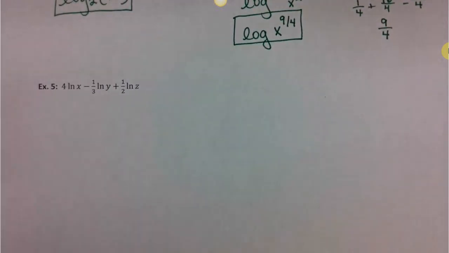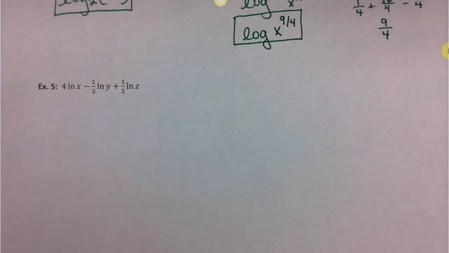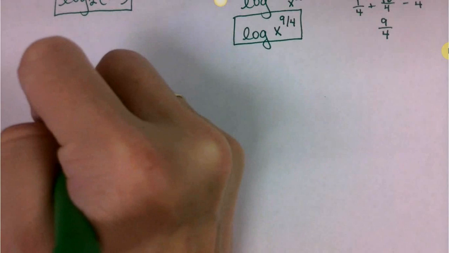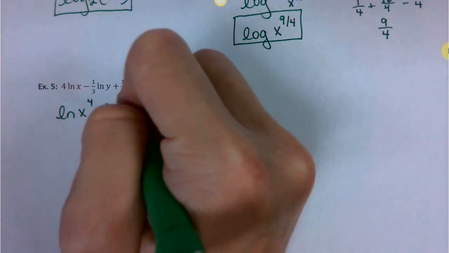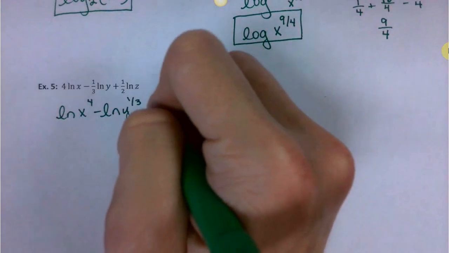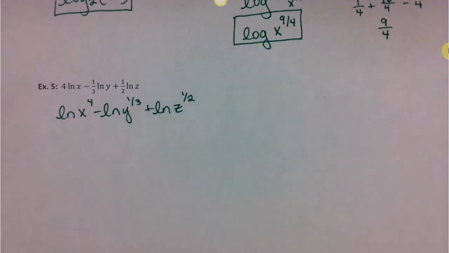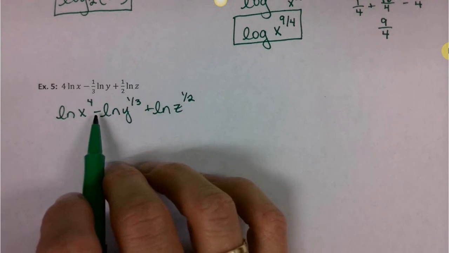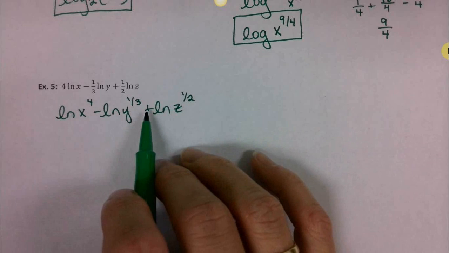4 times the natural log of x minus 1/3 times the natural log of y plus 1/2 times the natural log of z. So all of those numbers in front of the logarithms can be pulled up as exponents. So this is the same as the natural log of x to the 4th minus the natural log of y to the 1/3 plus the natural log of z to the 1/2. And then the subtraction can be turned into a division. The addition can be turned into a multiplication.